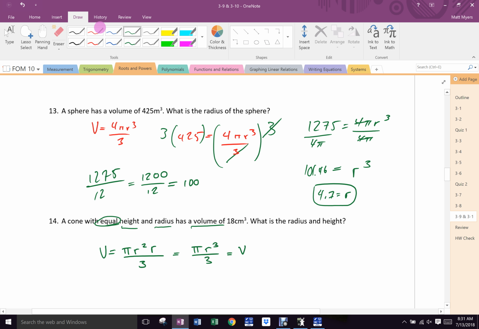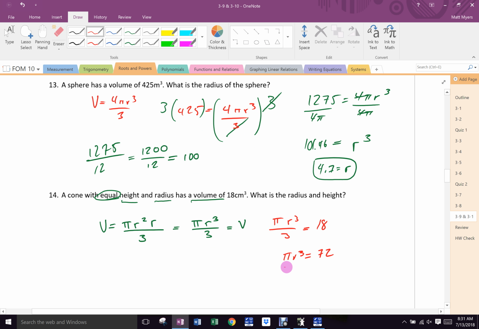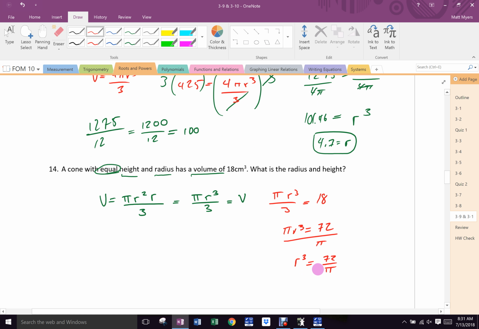Now, can I fill this in? Sure I can. Pi r cubed over 3 equals what? 18. And then it's the exact same as up here, yes? Except there's no 4. So I multiply by 3. Pi r cubed equals 72. Then I divide by pi. R cubed equals 72 divided by pi. And what's the last thing I do? Cube root.